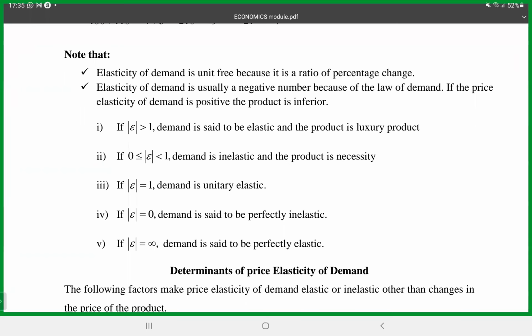If the absolute value or coefficient of the elasticity of demand is infinite, the demand is said to be perfectly elastic. Which simply means that should you change the price by only one unit, the quantity demanded changes by more than 50%. For example, you increase the price of a good by only one quarter, and you can even notice the decline in sales. People stop coming just because of the increase of one quarter. So the product is said to have demand which is perfectly elastic.